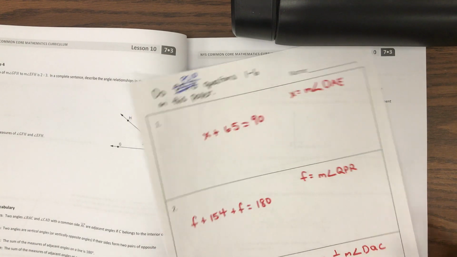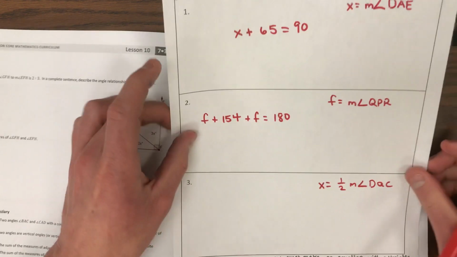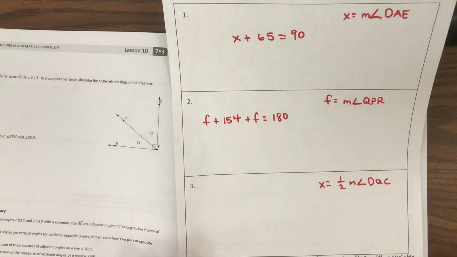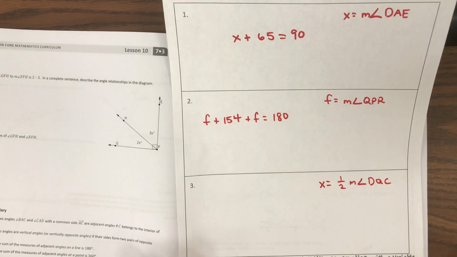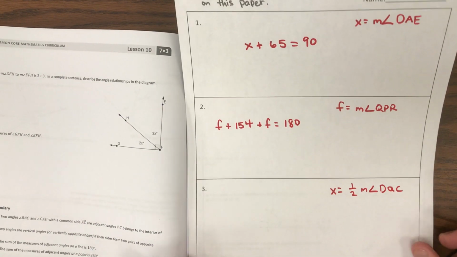Honestly, that's a little confusing and difficult. Oh, I realize I'm off the screen right now, sorry. So if you didn't even define your variable on this one and you just set up the equation and solve it, I'd probably be okay with that. So let's go back to the diagram.